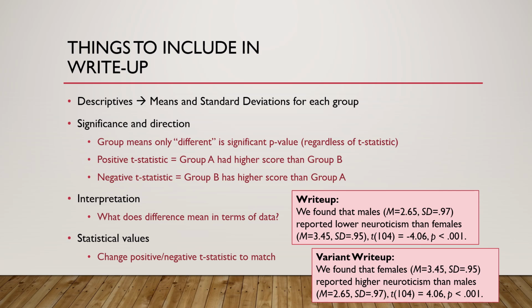But because we've switched which group is the first group and which group is the second group in our write-up, we also need to switch our t-statistic to indicate whether it's a positive or negative direction. So here we would say t of 104 equals positive 4.06 with the same p-value of less than 0.001. It's really up to you how you want to write it. The data is the same either way because order doesn't matter.